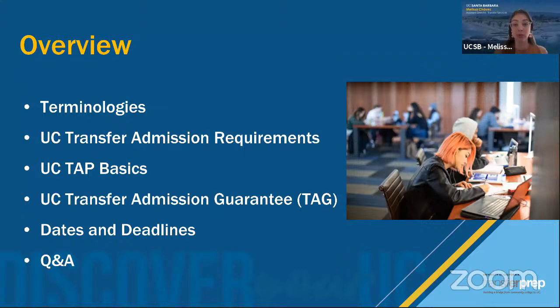All righty. So we're going to go over a lot of information today, and we want to make sure that you have all the information that you need in order to successfully prepare and apply for a transfer admission guarantee to one of the 6 campuses that offers this program. So we're going to do a little overview for you. We're going to make sure that you're aware of some common terms that we're going to be using a lot throughout this presentation to make sure that you truly know what we're talking about. We're going to talk about the transfer admission requirements. We'll go into the UC TAP basics because it is very important to understand the UC TAP tool to make sure that you fill it out as completely and accurately as possible, because the UC TAP tool is where you will be applying for your transfer admission guarantee. So we'll go into all those details, talk about TAG details, dates, deadlines, and then we will open it up for Q&A. We promise we have plenty of time today to cover any questions that you may have.